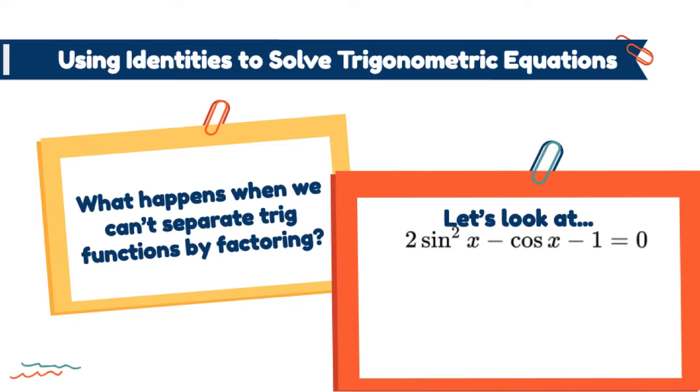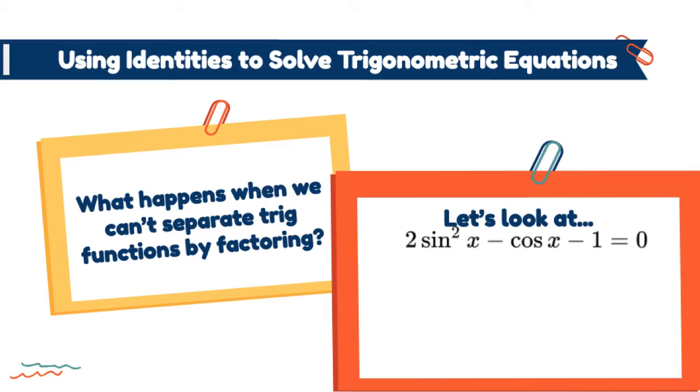Some trigonometric equations contain more than one function on the same side of the equals, and these functions cannot be separated by factoring. For example, let's look at this function: 2 sine squared x minus cosine x minus 1 equals 0. This is not a factorable function because it has a sine and a cosine in it. So how can we obtain an equivalent equation that has only one trigonometric function?